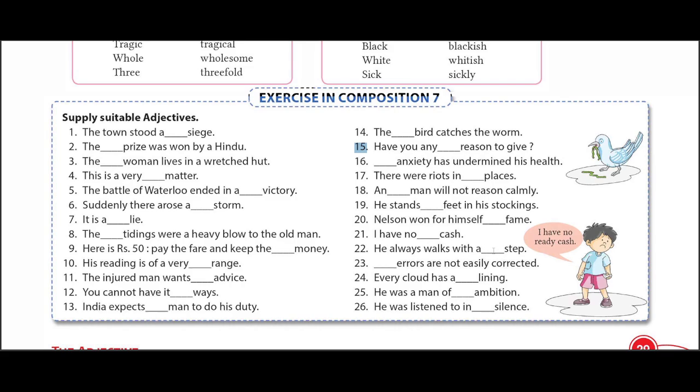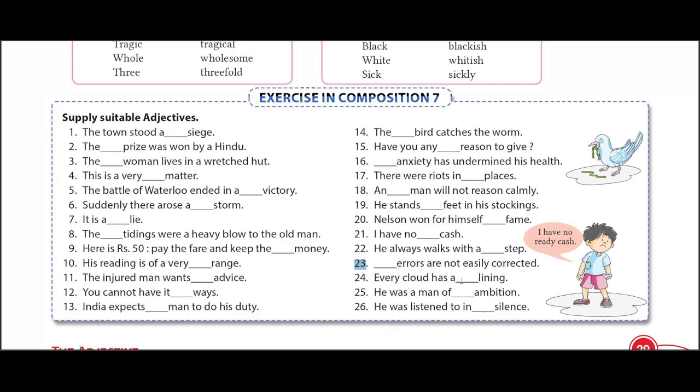He always walks with a dash step. He always walks with a brisk step, with a steady step, with a surprise step. But I think brisk is a fitting adjective in this context. Dash errors are not easily corrected. Fundamental errors are not easily corrected. Basic, serious, deep seated errors are not easily corrected. But I think fundamental will be a fitting adjective in this context.